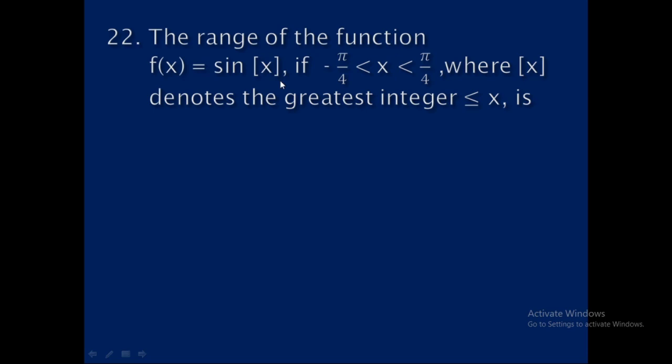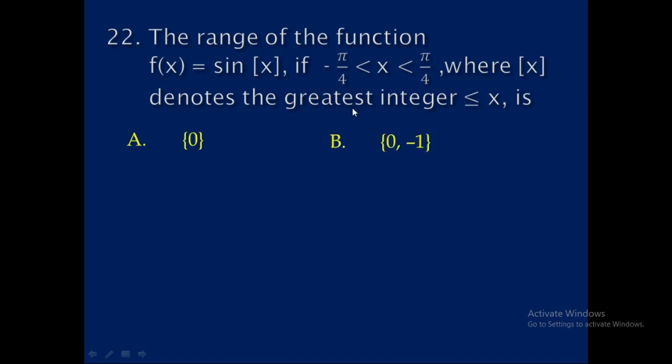Given that the domain of this function is x greater than minus pi by 4 and less than plus pi by 4. This one is the greatest integer function. You know the definition of the greatest integer function: an integer which is less than or equal to itself. Then the first option, singleton set 0.